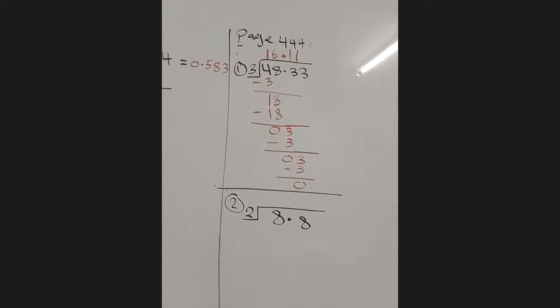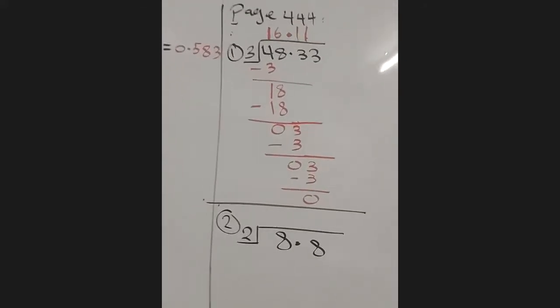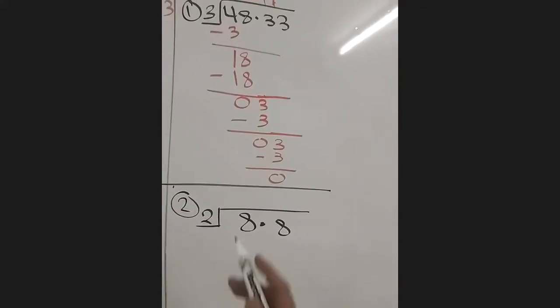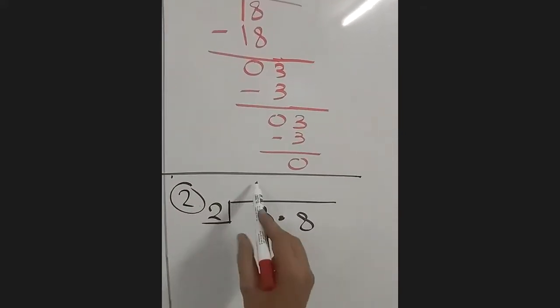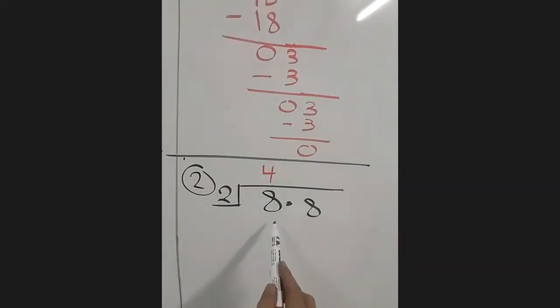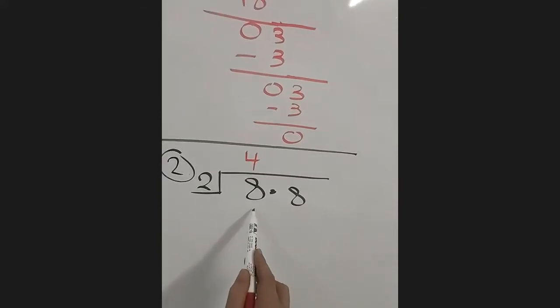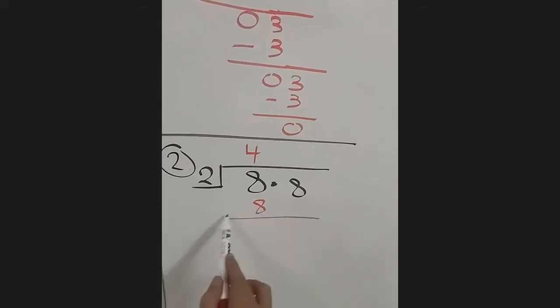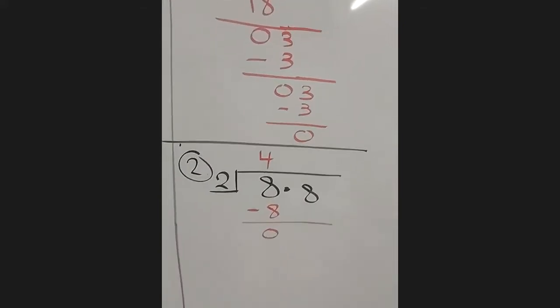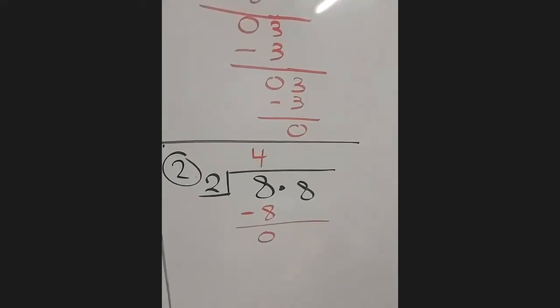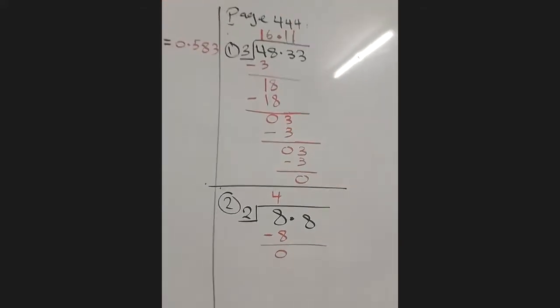Question 2. 8 divided by 2 equals 4. So 8 divided by 2 is 4. 4 multiplied by 2, how much? 8. 8 minus 8 equals 0. Then the 8 goes down. No.